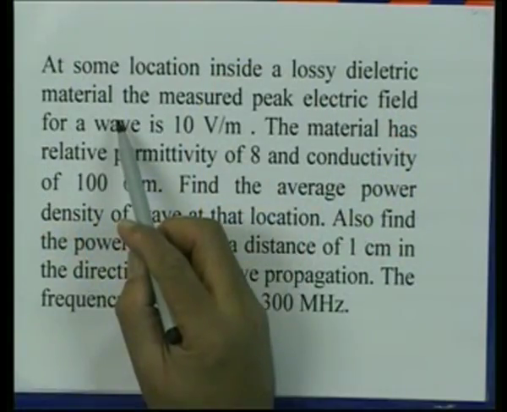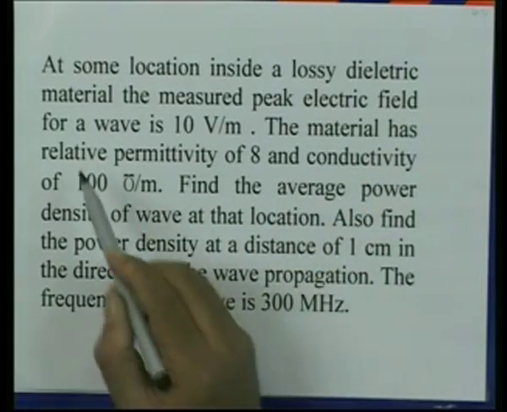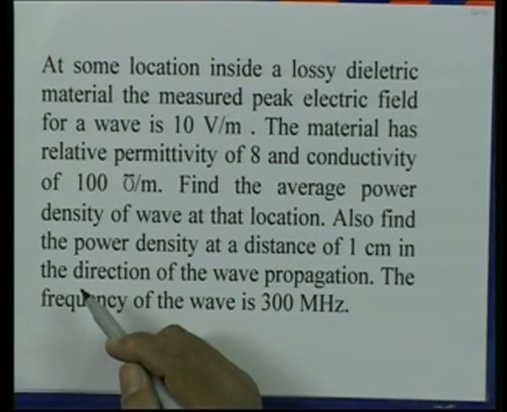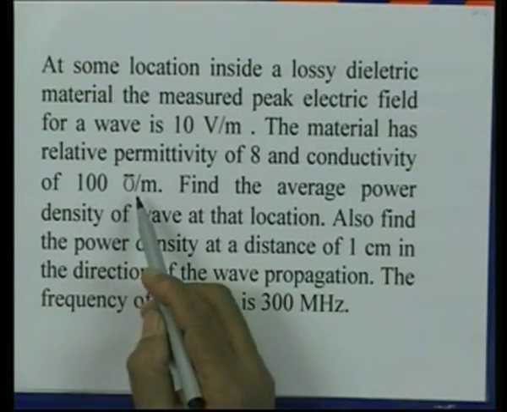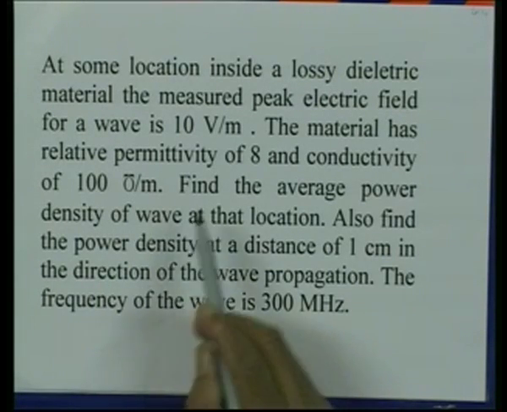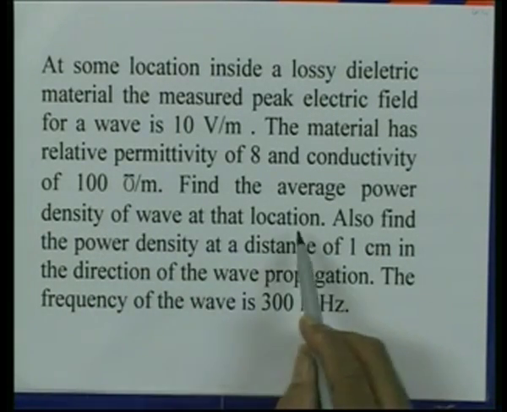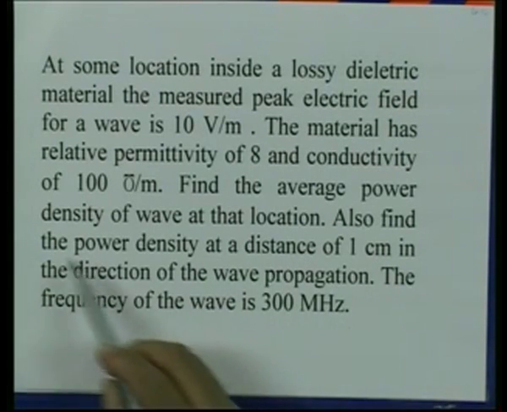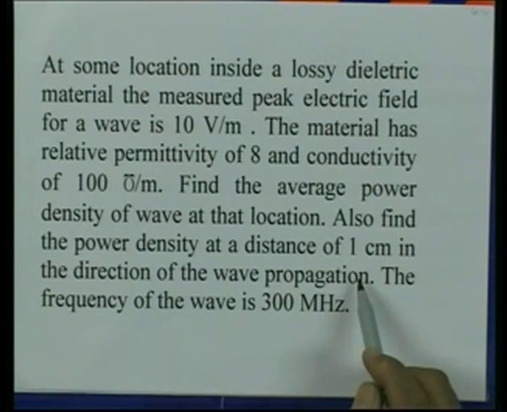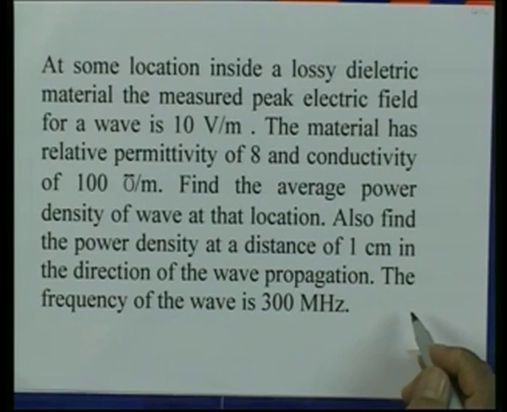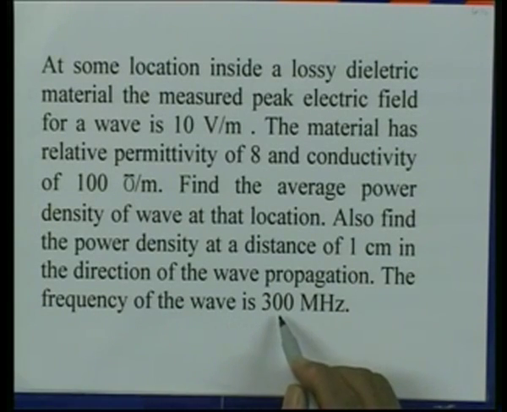Let us take one more problem. Let us say at some instant and some location inside a lossy dielectric material, the measured peak electric field of a wave is 10 volts per meter. The material has relative permittivity of 8 and conductivity of 100 mhos per meter. Find the average power density of the wave at that location. Also find the power density at a distance of 1 centimeter in the direction of the wave propagation inside the material. The frequency of the wave is given to be 300 megahertz.